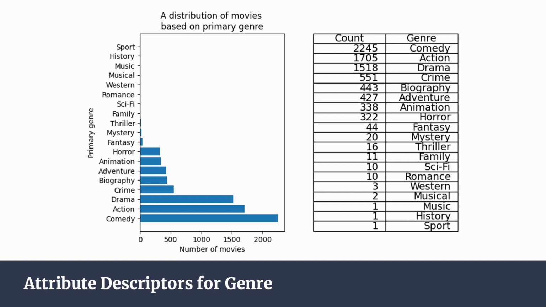And then we have the genre. So you can see comedy is the one that has the most amount of movies. However, in this data set, movies only had one genre. So even if in real life a movie had multiple genres, in this data set it would only have one. That's why comedy is the one that has the most, followed by action and then drama.